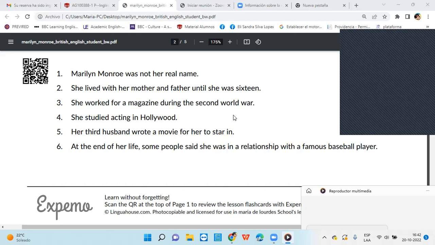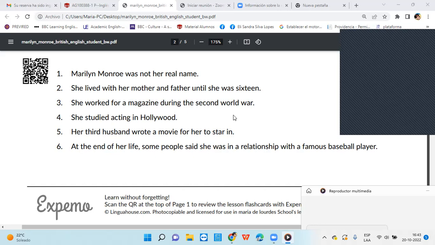Okay, number 4, Alexis. She studied acting in Hollywood. No, that is false. She studied acting, but not in Hollywood. In New York. In New York, right.